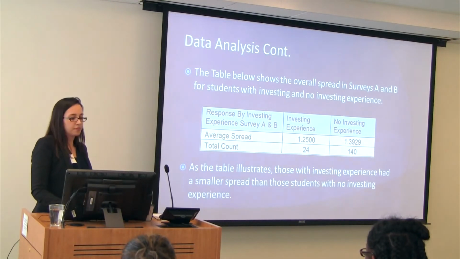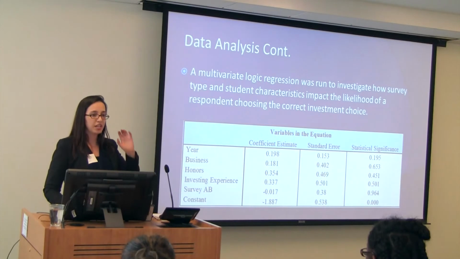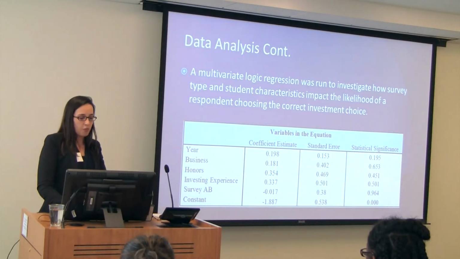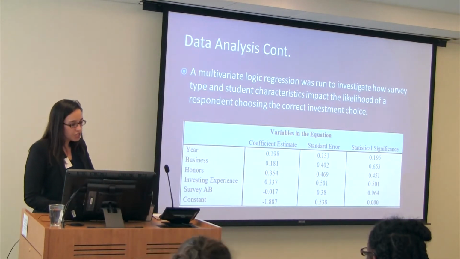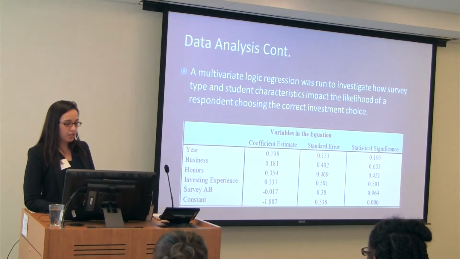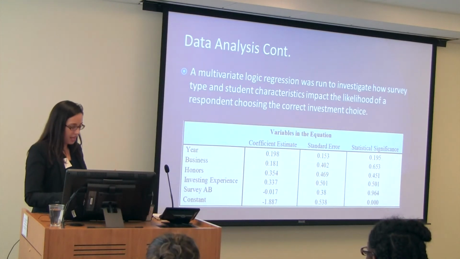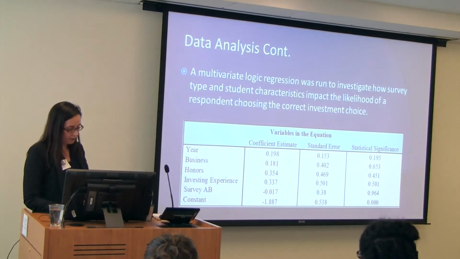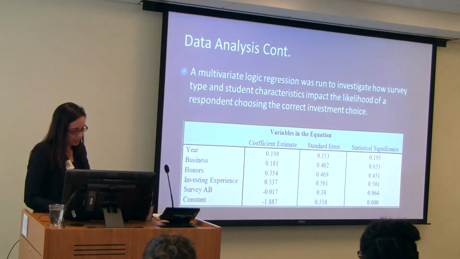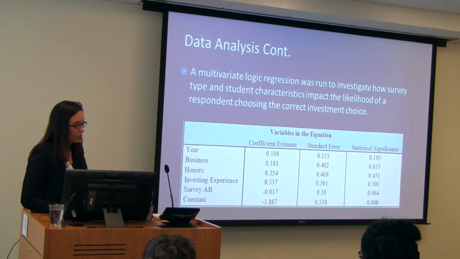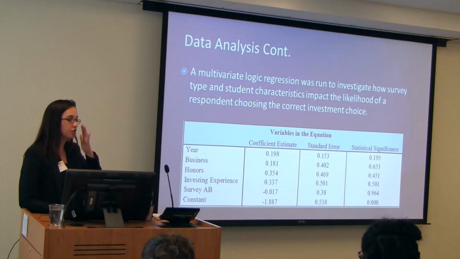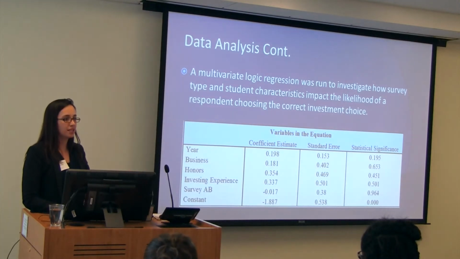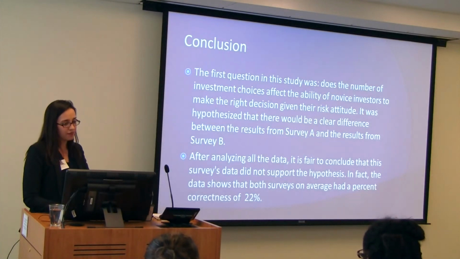And so we wanted to see if any of the particular factors, by running a multivariate logistic regression, would be able to give us a statistical significance level to say what affected the most. And we found that at the 0.05 level, the most significant variable was year, while the least significant variable was survey type. So regardless of the survey type, it didn't matter, whereas your academic standing was what really made the difference.